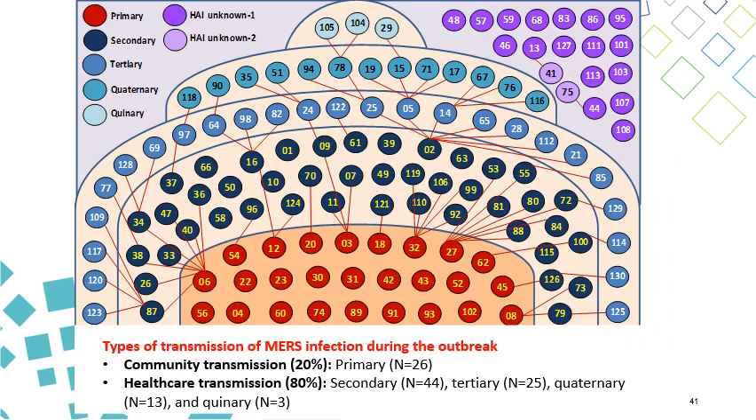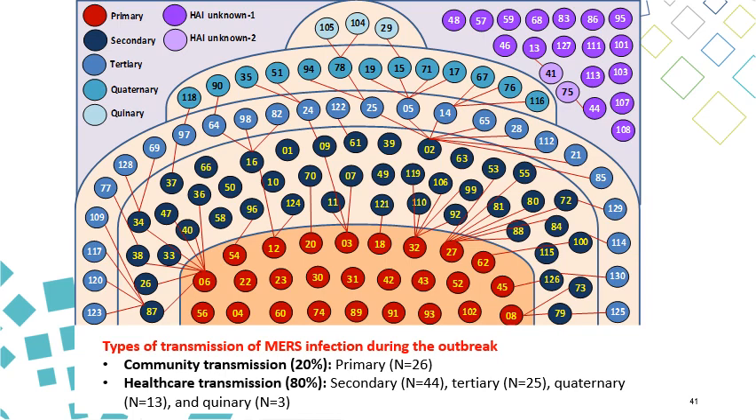And this is an example of the transmission of patients in the National Guard outbreak in 2015. And as you see, these red patients represent the patients who came from the community with MERS-CoV. And they infect other patients, the first layer, dark blue, and then those patients infect the third layer, which is light blue, and so on until we had three patients in the fifth layer.